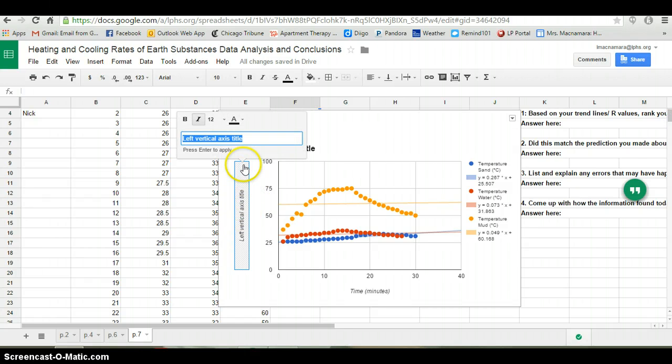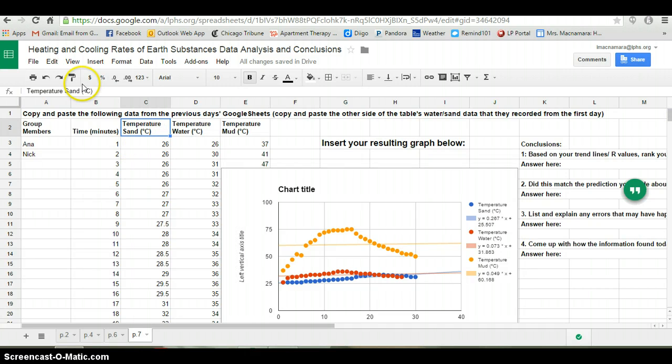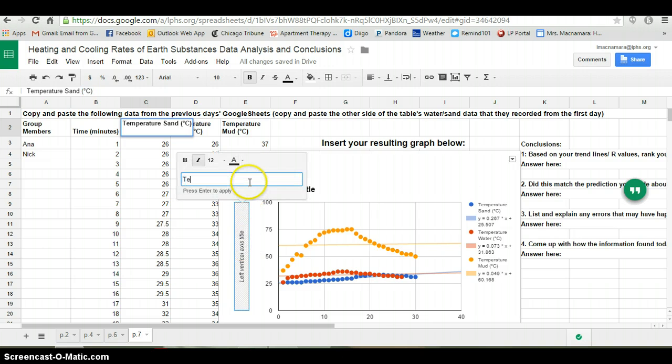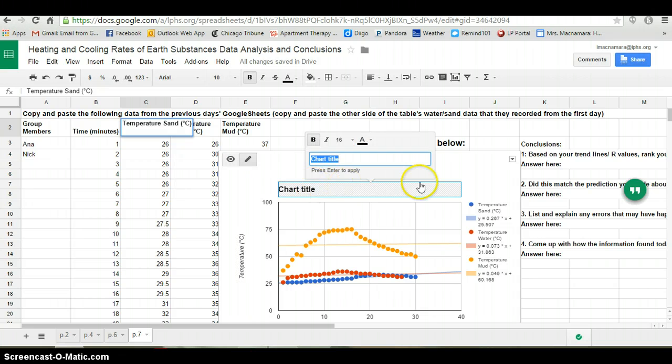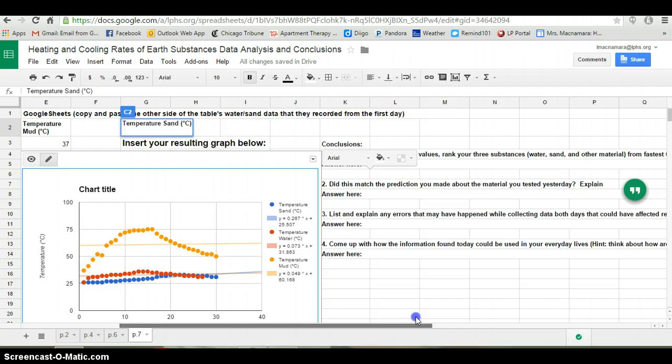To change this axis, because this will be your temperature, you're going to say temperature. And if we want the degrees Celsius, we can copy and paste. Actually, I'm going to copy and paste this degrees Celsius here. Enter. Okay. And again, you want to change your title. I'm not going to do that for you guys, but you're going to do that. So you're going to answer the questions on the right here based on your data here.